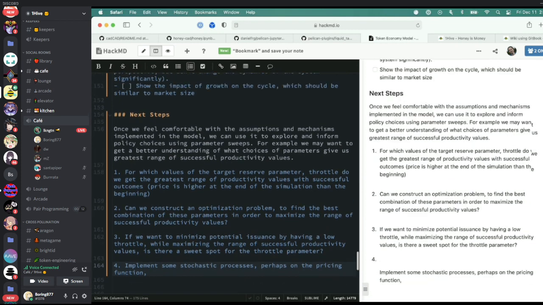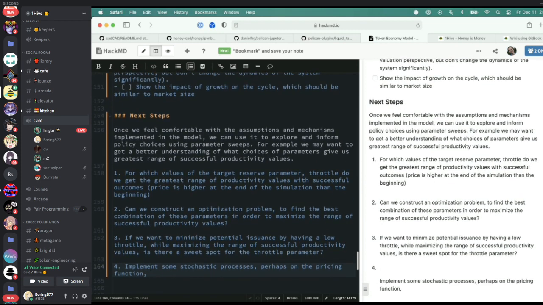So I'm just adding it in next steps to implement some stochastic processes, perhaps the pricing function, and then see how that change in assumptions changes our results.